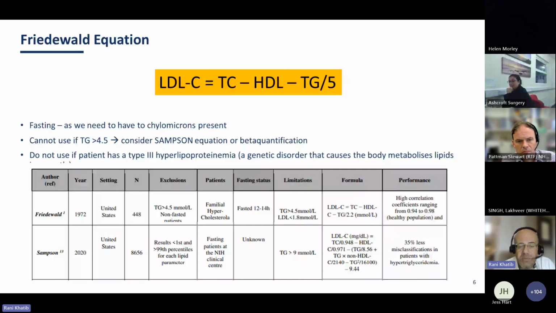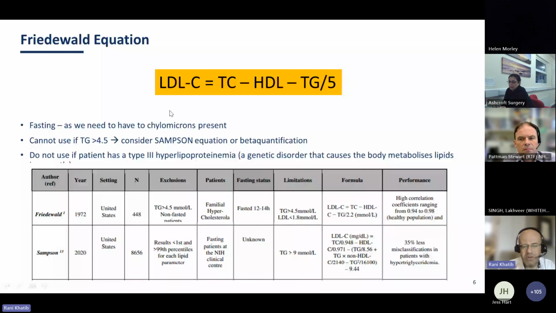There's a new equation that is being recommended at the moment for use, and we've mentioned it in the National Lipid Pathway, which is the Sampson equation, which can calculate with triglycerides up to 9. So it gives you a little bit more leeway, if you like, if somebody's triglycerides are a bit high, to get some kind of an idea what their LDL cholesterol is. Not many labs are using it. We are in Leeds looking into incorporating it into our calculations, but it hasn't been done yet.